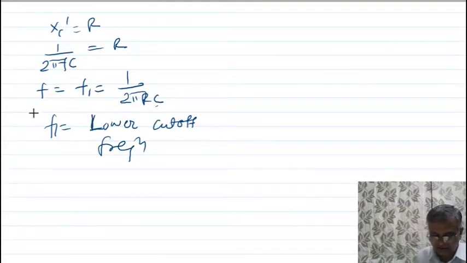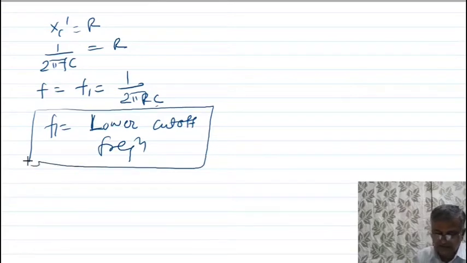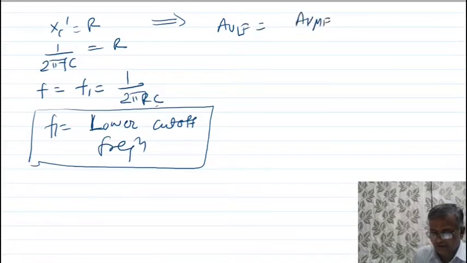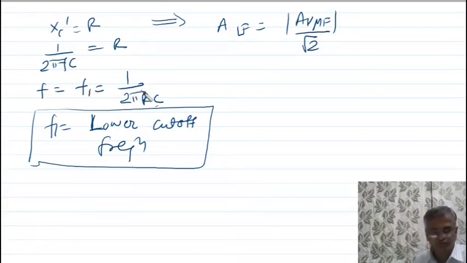So this is the equation, and this is the discussion of an inverting AC amplifier. Just to complete, I am writing this equation so you will get your understanding. Therefore, the frequency at which the gain is 1 by root 2 times the gain at the mid frequency is called the lower cutoff frequency. Here I am showing the discussion of an inverting AC amplifier.